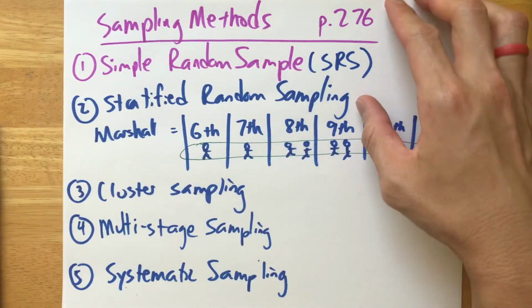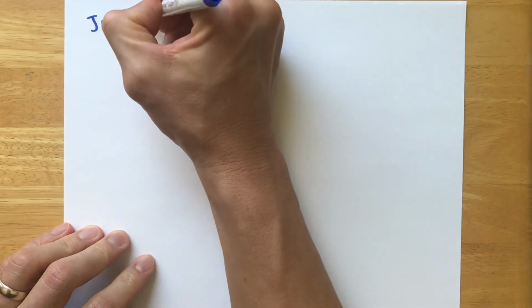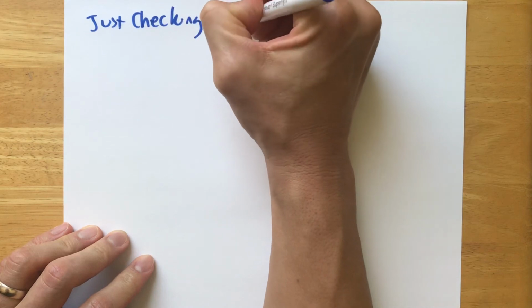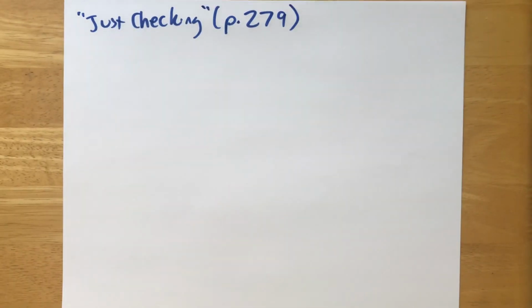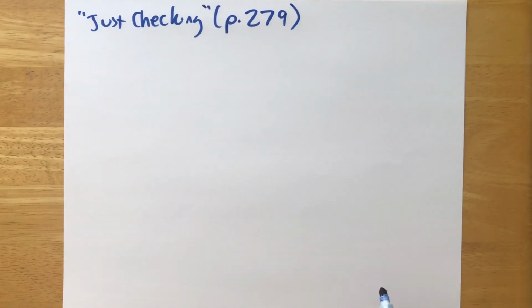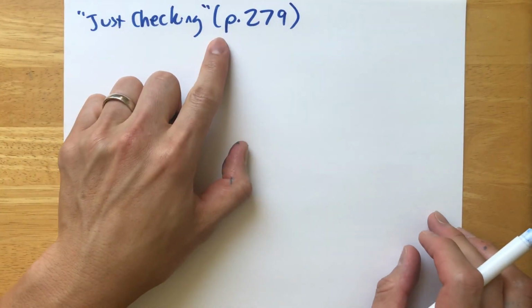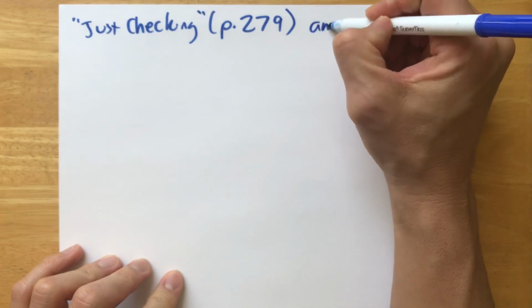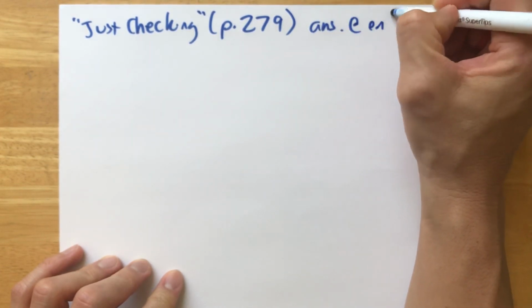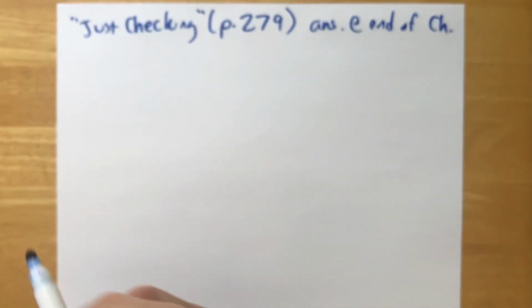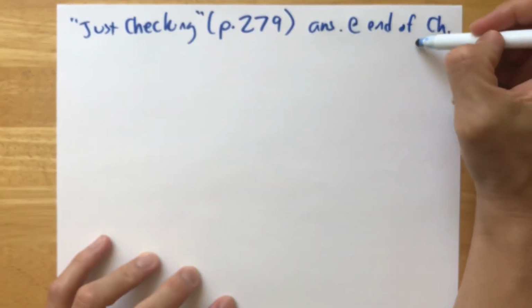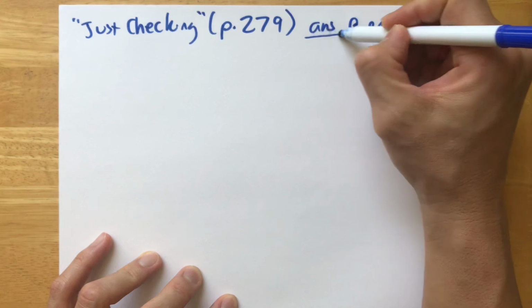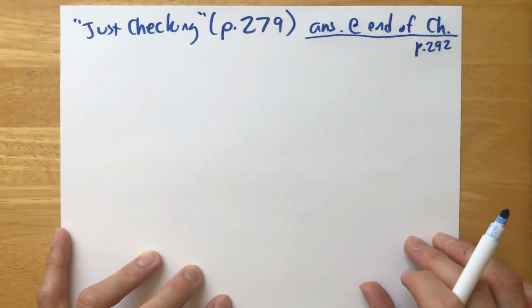Okay. The last thing I want to do with you is I want you to go to the Just Checking on page 279. Okay. These are really, really good. These check to see if you understand what you're reading. So as you read your textbook, I would definitely stop in and answer these questions. The answers are always at the end of the chapter. So in our case, it's on the very last page after the questions. So on page 292. Okay. You can check right there on page 292.